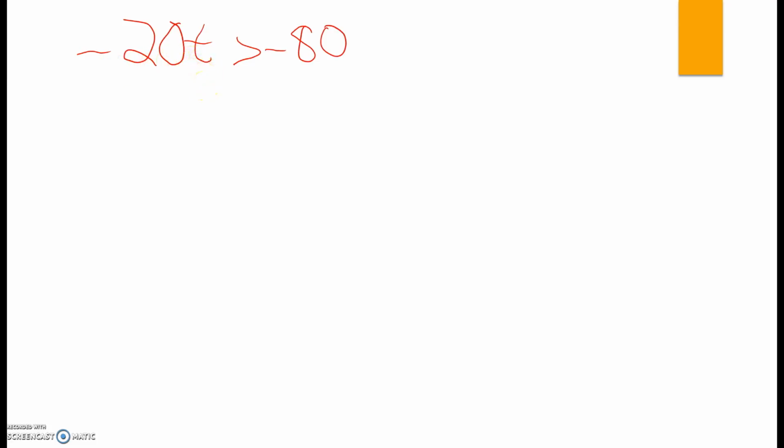Like I said, if you divide or multiply by a negative, you're going to have to change your inequality sign. If you divide or multiply by a positive, you don't have to change your inequality. It remains the same. So we're currently multiplying by negative 20. That's what that means. So we're going to divide by negative 20.